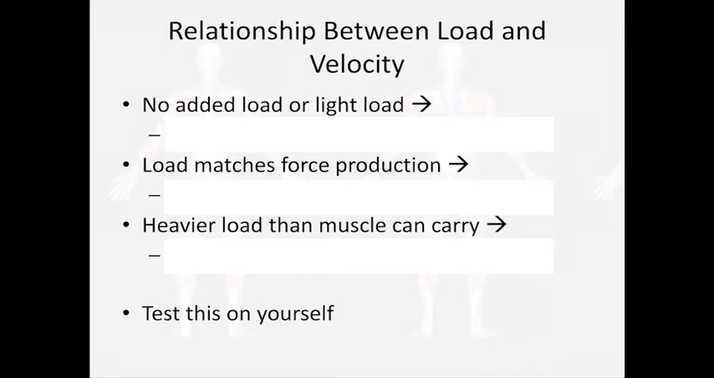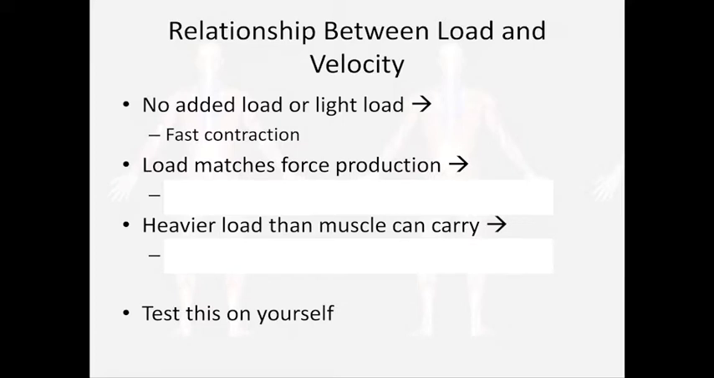So the first option here is no added load or light load. Okay, so that would just be holding your arm out straight, and then just flex your elbow up, like do a quick bicep curl as fast as you can. And so no load at all, you can do a very fast contraction, right?